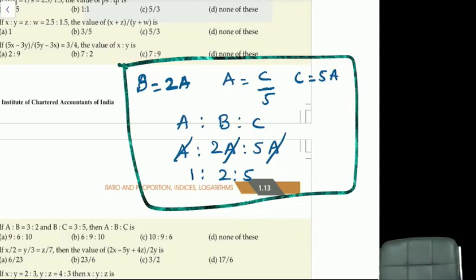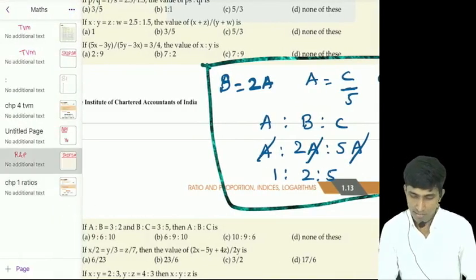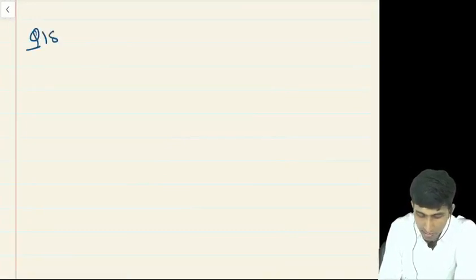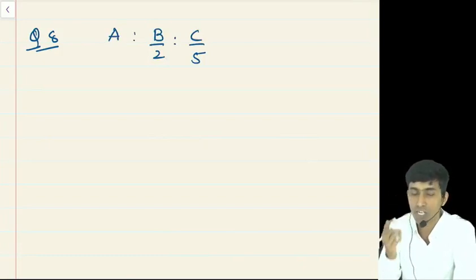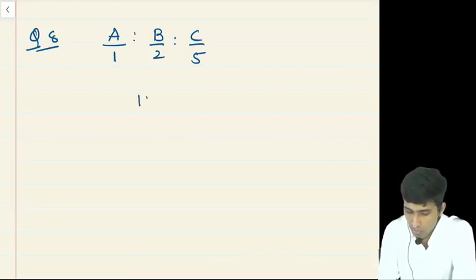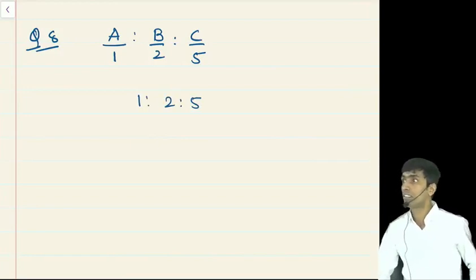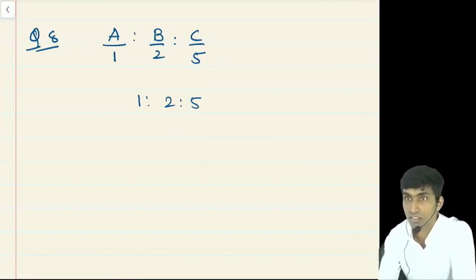Completed? Done? So what we understood here, listen. What is the ratio given? This is question number 18. A is to B by 2 is to C by 5. Always remember, in the case of A, the denominator is 1. So A is to B is to C is 1 is to 2 is to 5. Many questions can be solved if you know this. Is that clear? Simple, na? Yes or no?